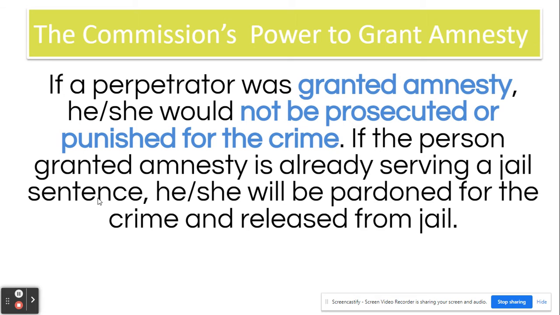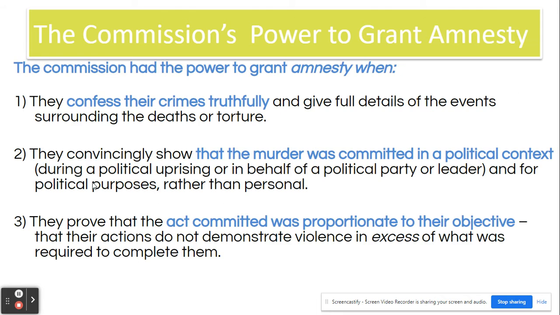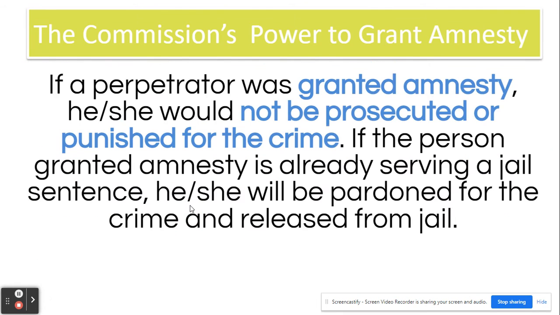If the perpetrator was granted amnesty, meaning the commission decides that they meet the three criteria, the person then would not be prosecuted and they would not be punished for the crime. If the person was already serving a jail sentence, if they were already in jail and they met the three criteria, then they would be released from jail and they would be pardoned and forgiven.